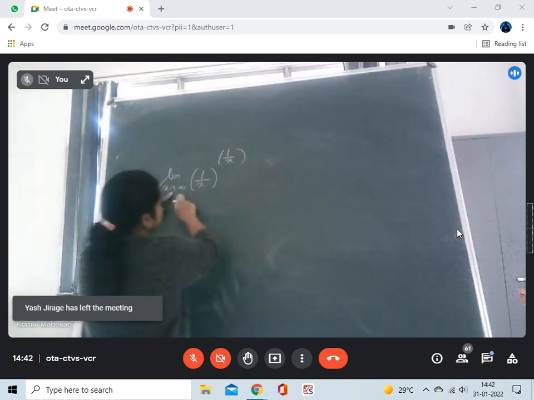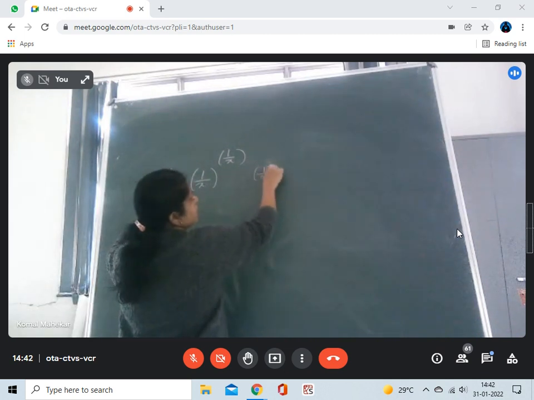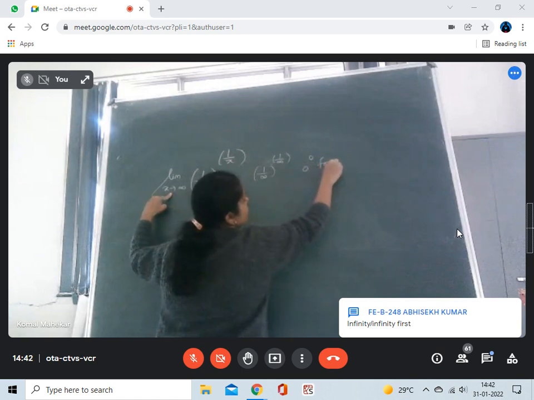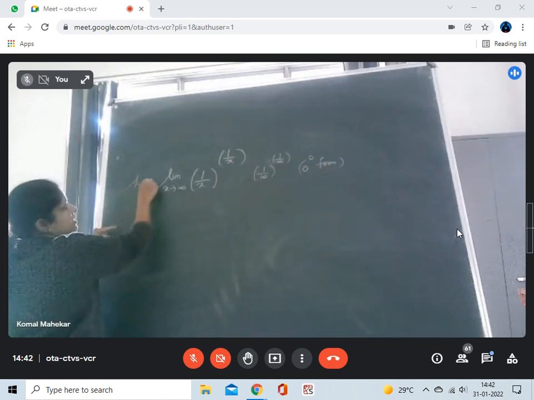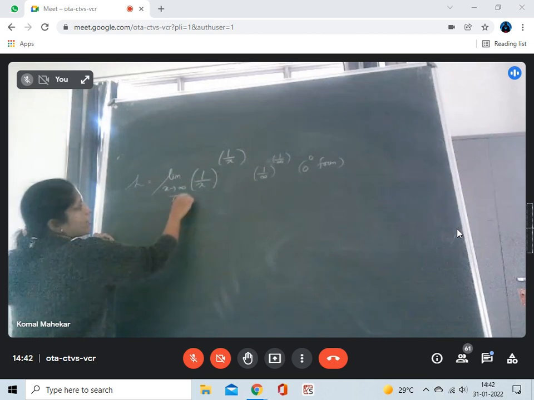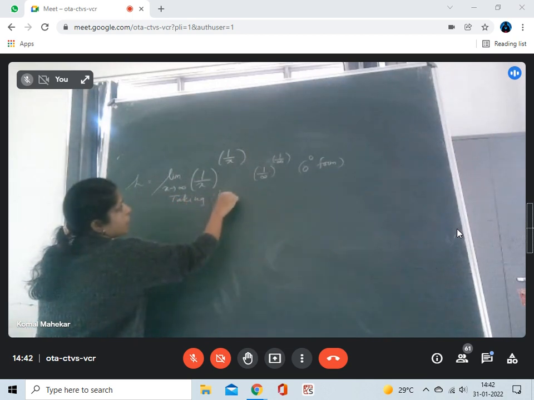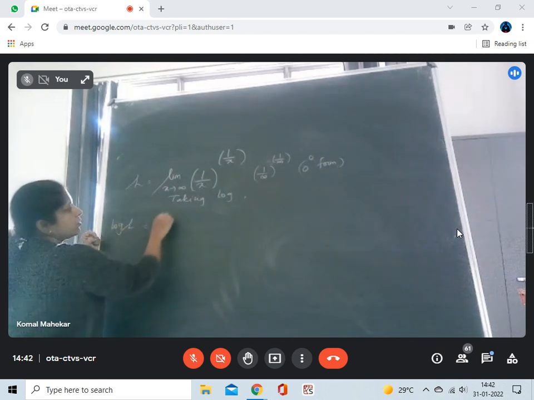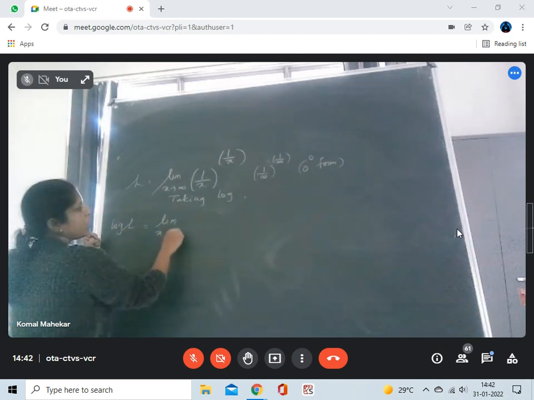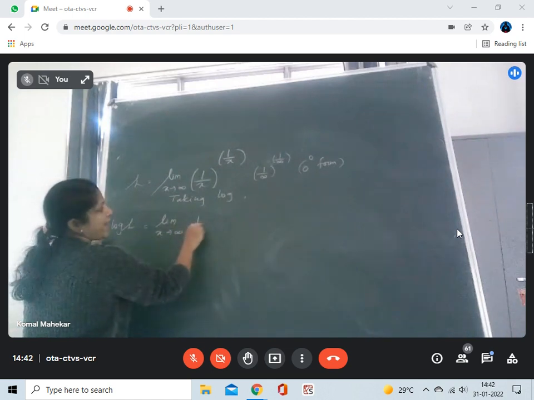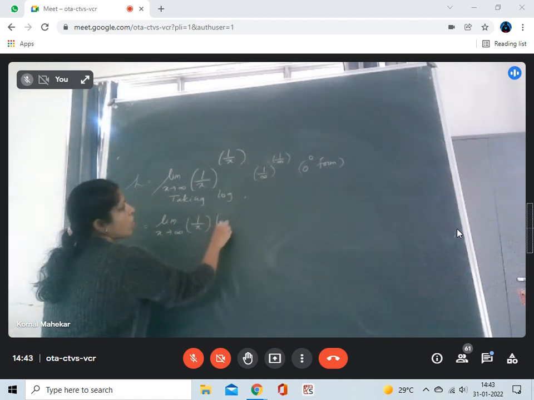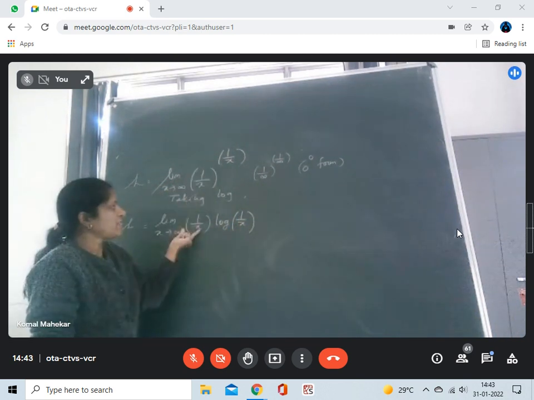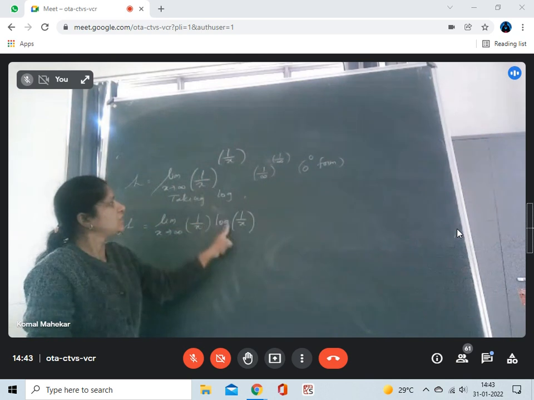See, if you put x is equal to infinity, this becomes 1 by infinity raised to 1 by infinity, that is 0 raised to 0 form. So if we assume L is the limit of this, then taking logarithm of both sides, we get log of L is equal to limit x tends to infinity of 1 by x into log of 1 by x.